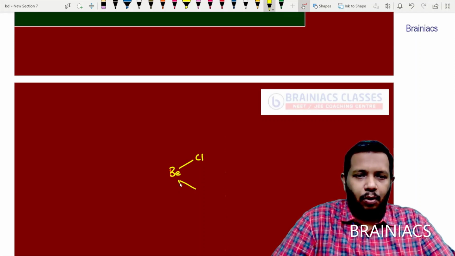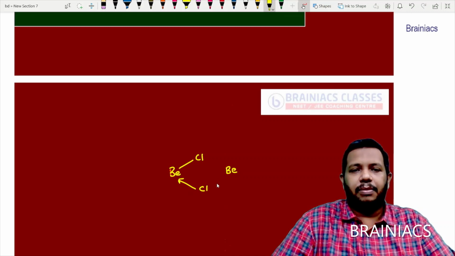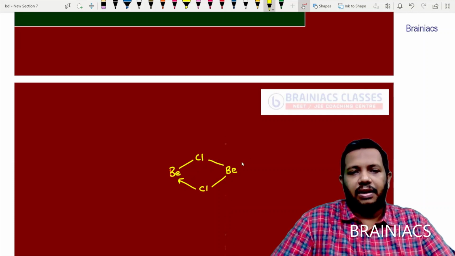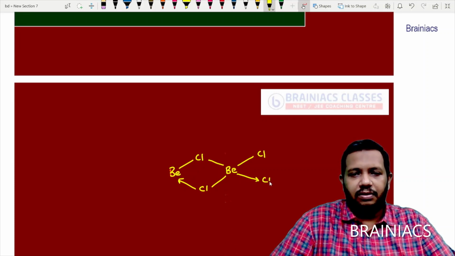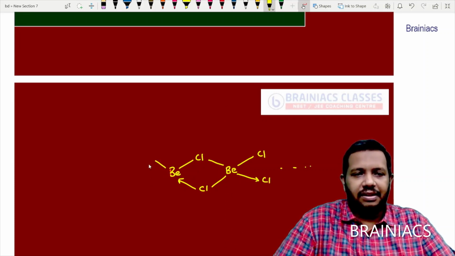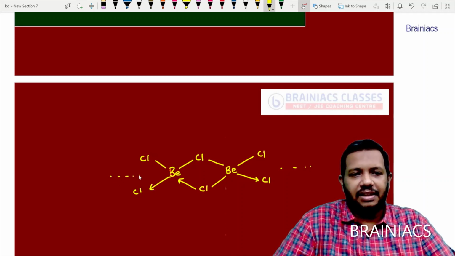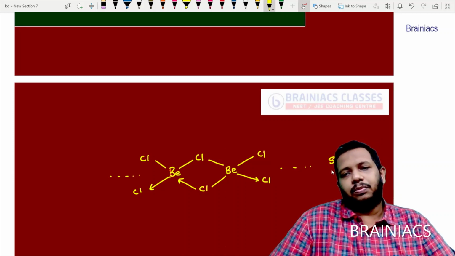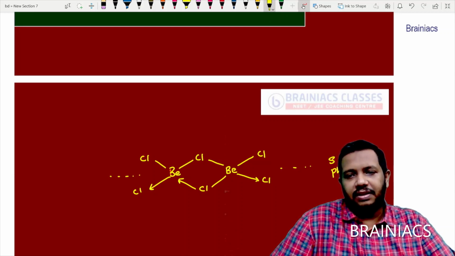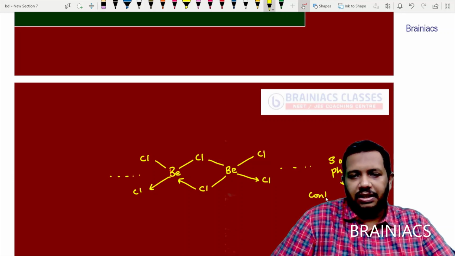The other one will be a coordinate bond from chlorine of another molecule. You can see here beryllium coming, a coordinate bond coming here, and you have beryllium here. Next you could see again chlorine, and there is a coordinate bond going like this. It will extend like this, and you could see there is a continuous polymeric chain. This happens in the solid phase, and it is clearly written in our NCERT textbook. So in solid phase it has a continuous polymer chain.